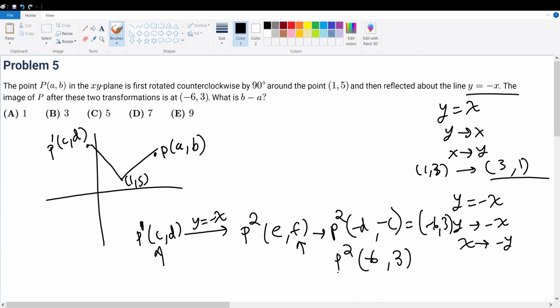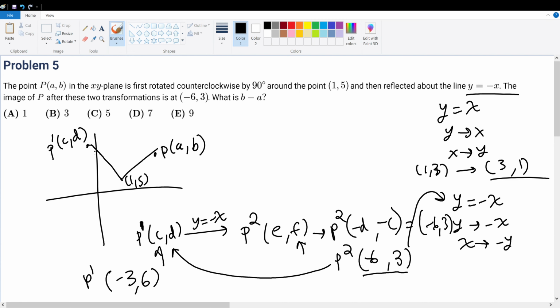So now that we have this, how do we backtrack? We have to, from here, go back to P1 and then go back to P. So to do that, how would you reflect (-6, 3) across the line y = -x? Because you've got to go back. So that's the same thing. y becomes negative x, x becomes negative y. So going back to P1, y becomes negative x. So negative of negative 6 is 6. x becomes negative y, so this becomes negative 3. So P1 is (-3, 6).